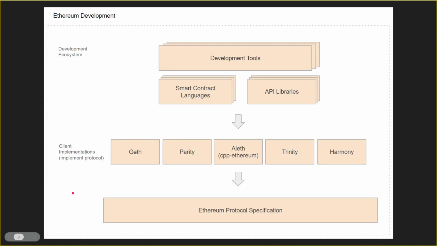Here's an example of Ethereum development and just some images regarding the Ethereum protocol. So basically the development tools, we have smart contract languages and API libraries. This would be implemented in these various client implementations or the implementation protocols, and then this would interact with the Ethereum protocol specification. Now, if you're not a developer or a coder, you don't necessarily have to know how all of this works, but this is just a basic idea of how these different systems and different languages and rule sets interact with one another, and then finally would interact with the Ethereum protocol.